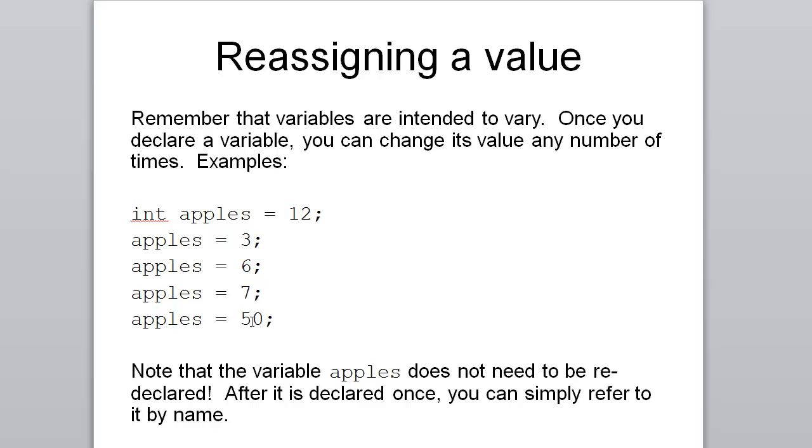Now Java doesn't have any memory of any of these other numbers. So at the end of this code, if I ask what is the value of apples, Java will tell me the value is 50. It doesn't know that it once was 7 or that it once was 6. Those values just keep getting overwritten.